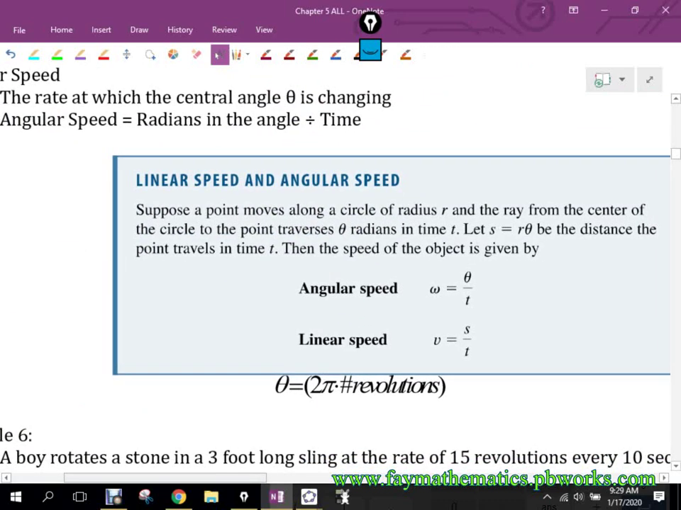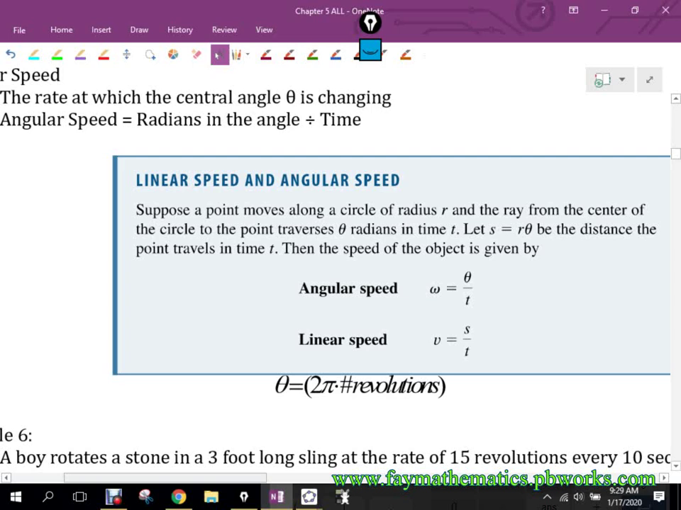Okay, so those are our formulas, what we need to remember. I'll provide those for you on tests and quizzes. You need to know what theta is. Theta is something you have to calculate in every single problem. Theta is 2 pi, because 2 pi is 1 complete revolution, times how many revolutions you have. 2 pi times the number of revolutions.